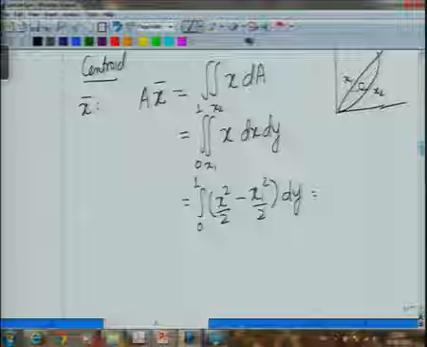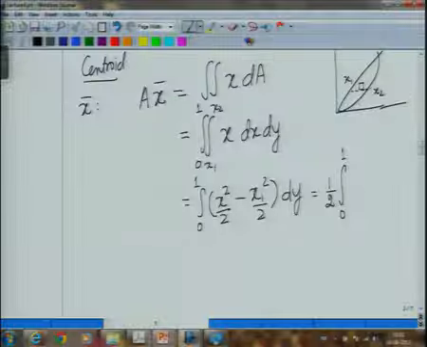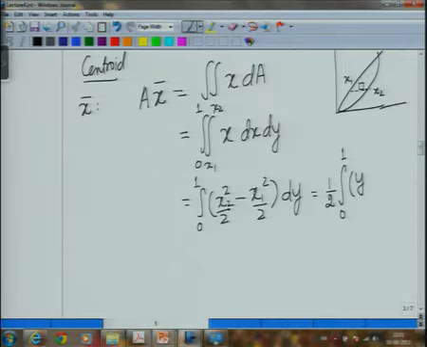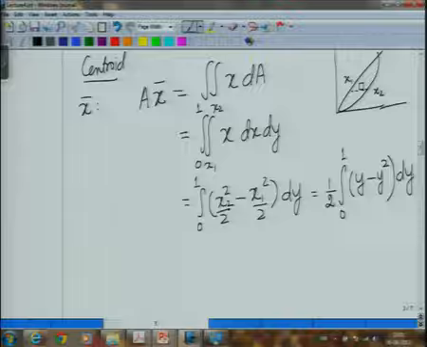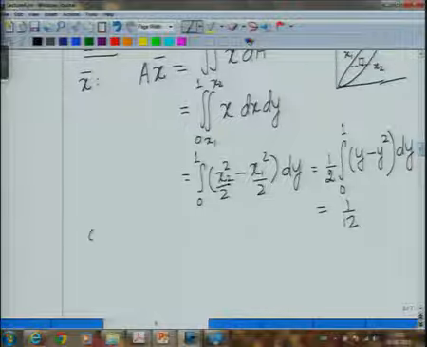And this we will write as equal to, I take the half outside, integral from 0 to 1. Now, what is x2 square? x2 square is y. What is x1 square? y square, because x1 is equal to y square, times dy. Is that clear? So, once we do that, we calculate this, and this will be equal to 1 by 12.